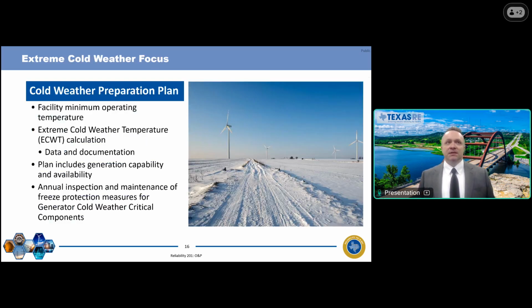An area of focus with extreme weather is extreme cold weather. In EOP 12, the requirement states that you shall have a cold weather preparation plan, which includes facility minimum operating temperatures and extreme cold weather temperature calculation. This includes some guidance on the data and documentation used to calculate that extreme cold weather temperature.